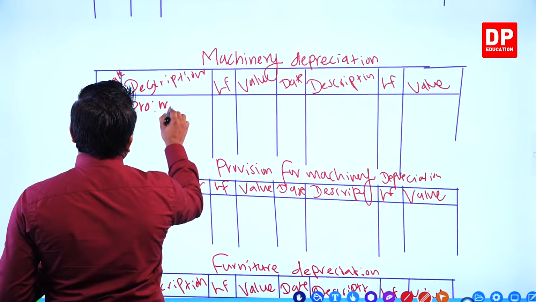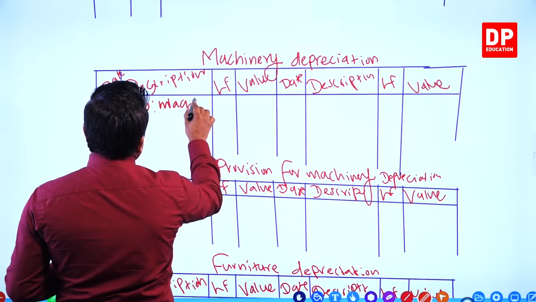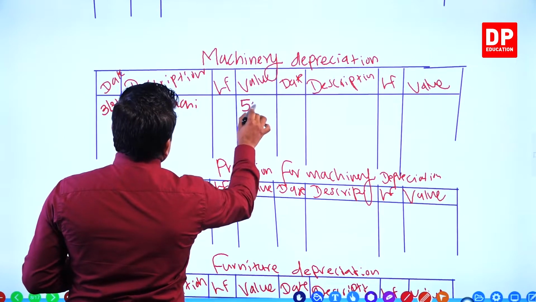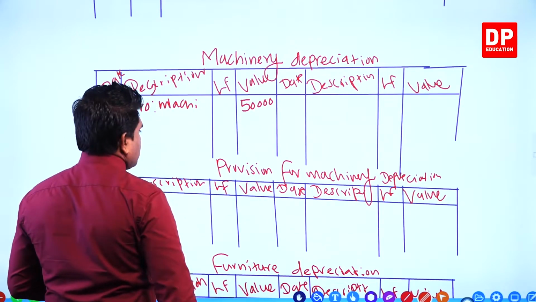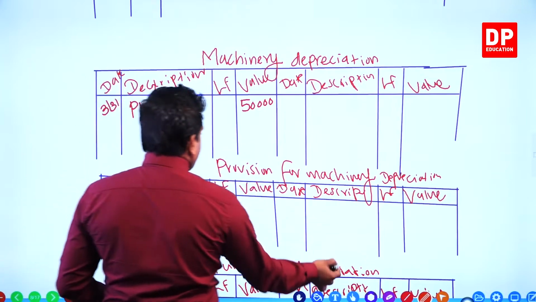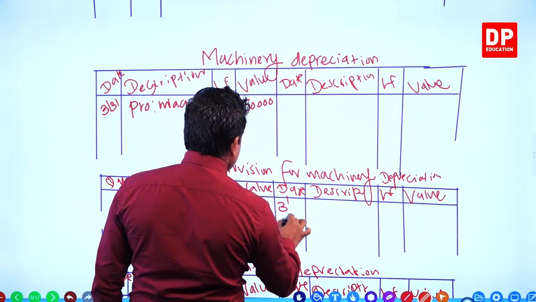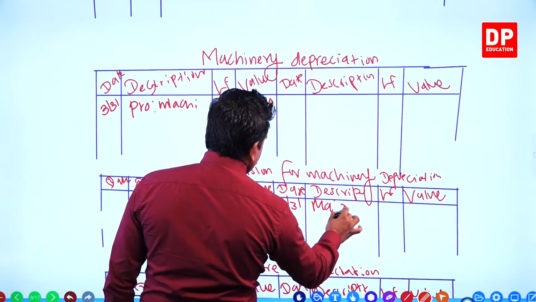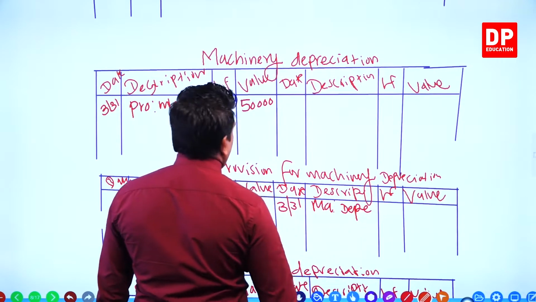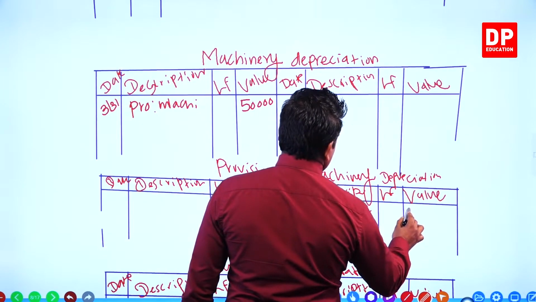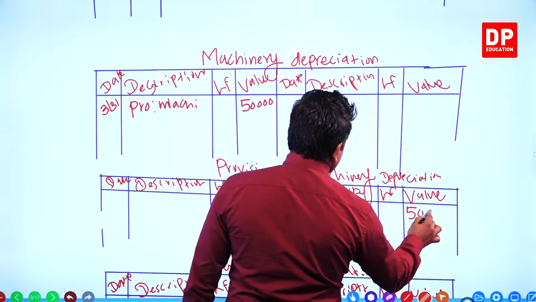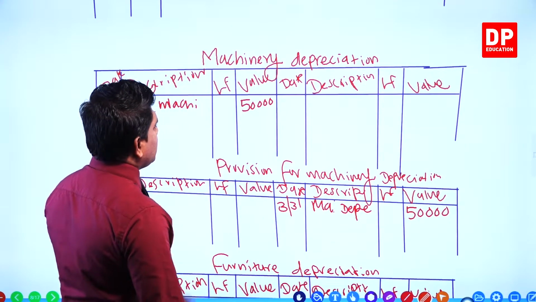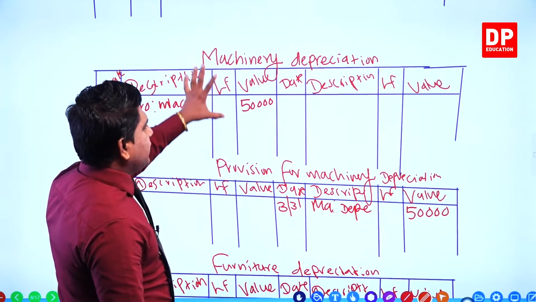Here we write provision for machinery. How much? 50,000. But in the provision for machinery depreciation account, you write as what? Machinery depreciation. How much? 50,000. Now what you do? You balance off. After that, you can enter the details in the general journal.